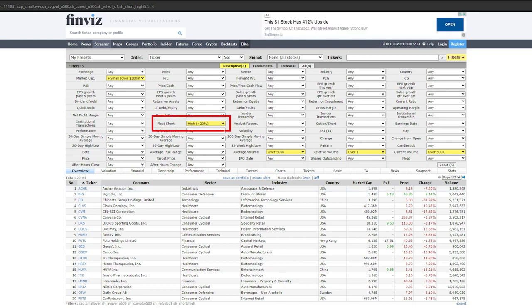What's cool about this one is the float setting. So when entering this trade, you can be confident there are others hopping on the same exact strategy you're doing.